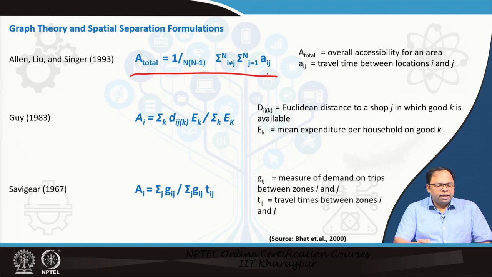And then Guy in 1983 gave this particular form, where Dijk is the Euclidean distance to a shop j in which goods k is available, and Ek is the mean expenditure per household on goods k, weighted by the summation of Ek.